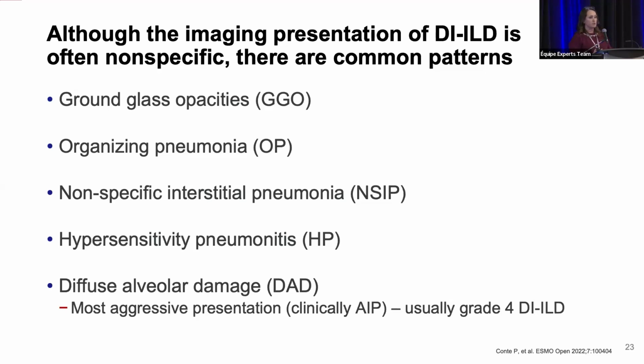So the main patterns of drug-induced interstitial lung disease include ground glass opacities, organizing pneumonia, a nonspecific interstitial pneumonia pattern, and diffuse alveolar damage. And this is the one that clinically patients will present with acute interstitial pneumonia, very ill and oxygen dependent.